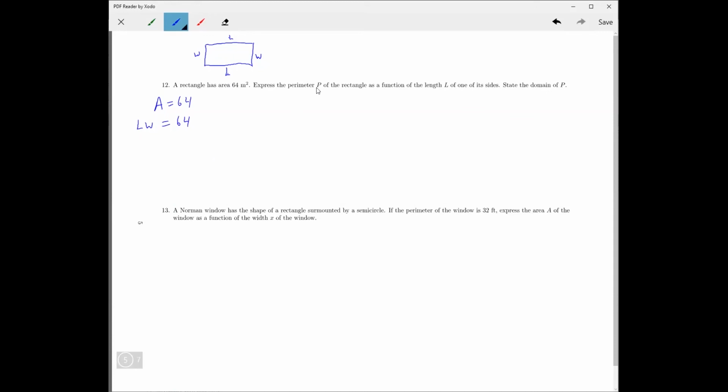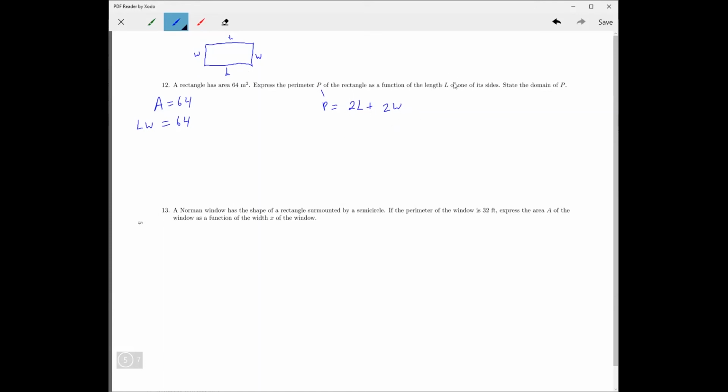Now they want the perimeter. We know that the perimeter is 2 times the length plus 2 times the width. Because you start right here and go all the way around, you're going to go across the 2 lengths and the 2 widths. And so that's what the perimeter is going to be.